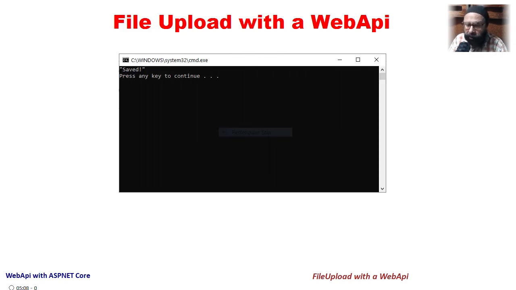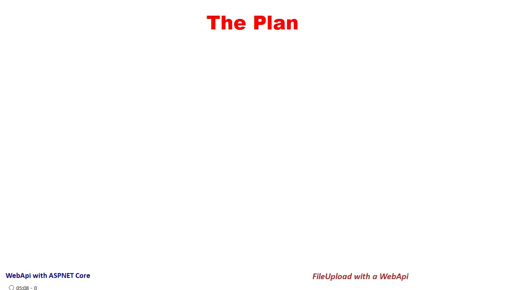In this tutorial, we examine how to write a web API that accepts an uploaded file and saves it to a server. We shall also present a C# console application that will call that API to upload a file to the server. Let's see how. So let's discuss the plan first.